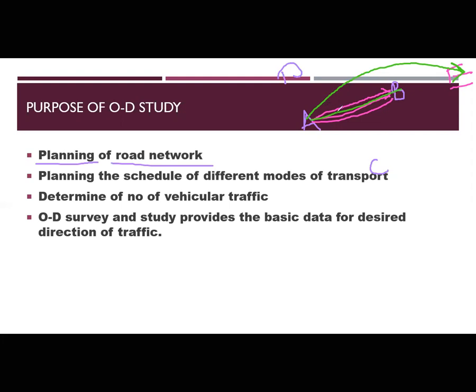So how could we understand that this is the busiest, according to the numbers? To plan this kind of solution, we require origin and destination data.